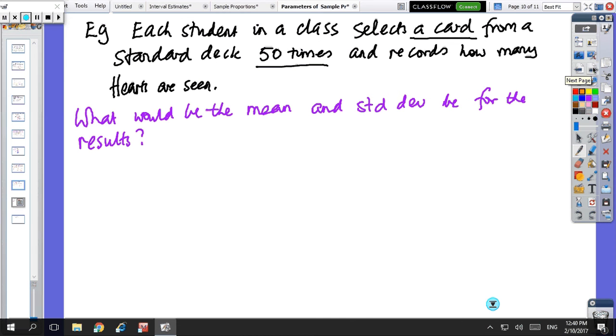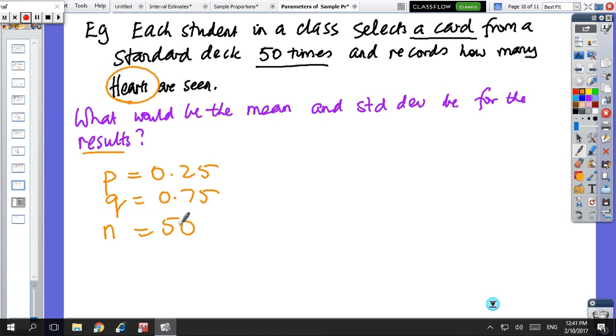Okay, each student in a class selects a card from a standard deck 50 times and records how many hearts. So what would be the mean and standard deviation for the results? Okay, so we'll go through this together. So the probability of success is 0.25, failure is 0.75, the number of trials is 50. So the mean proportion is 0.25. We're not looking at the expected number of hearts in 50 pulls.